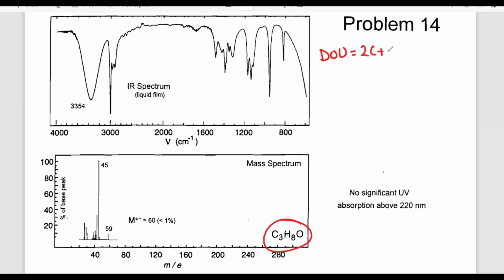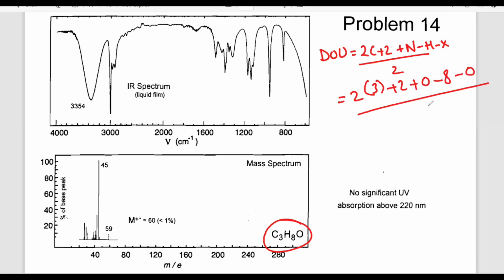So (2C + 2 + N - H - X) divided by 2. The 2 remains as it is. How many carbons? 3. So plus 2 as it is. Nitrogen 0. How many hydrogen? 8. How many halogen? 0, divided by 2. So 3 times 2 is 6, 6 plus 2 is 8, 8 minus 8 divided by 2. So you will get answer 0. It means the degree of unsaturation of this compound is also 0.